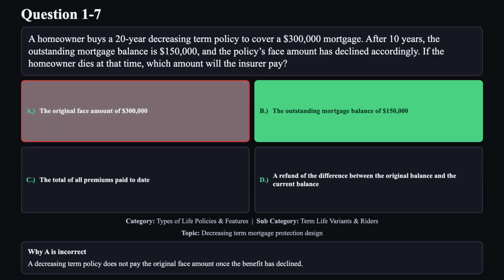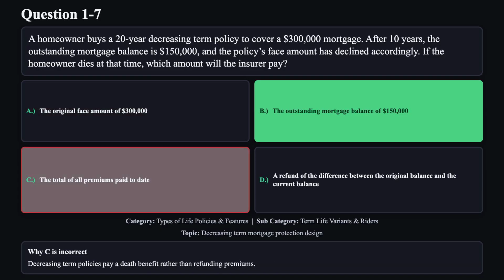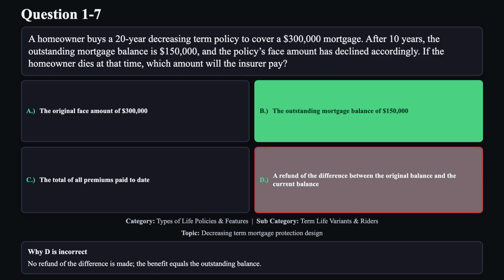Reason A is not correct. A decreasing term policy does not pay the original face amount once the benefit has declined. Reason C is not correct. Decreasing term policies pay a death benefit rather than refunding premiums. Reason D is not correct. No refund of the difference is made. The benefit equals the outstanding balance.